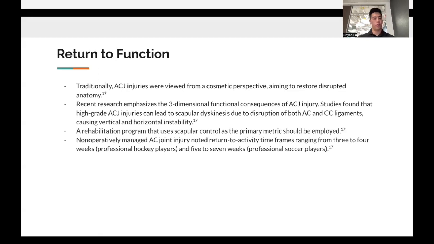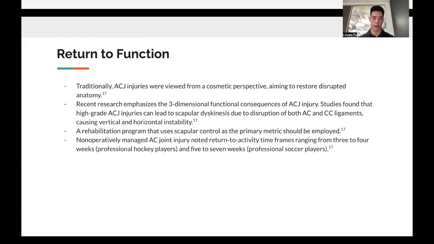All right, let's talk about return to function. In our traditional understanding of AC joint injury, we focused on the cosmetic appearance of the joint. The aim of the treatment is to restore the anatomy. However, recent research tries to focus on the functional deficit of the AC joint injury.